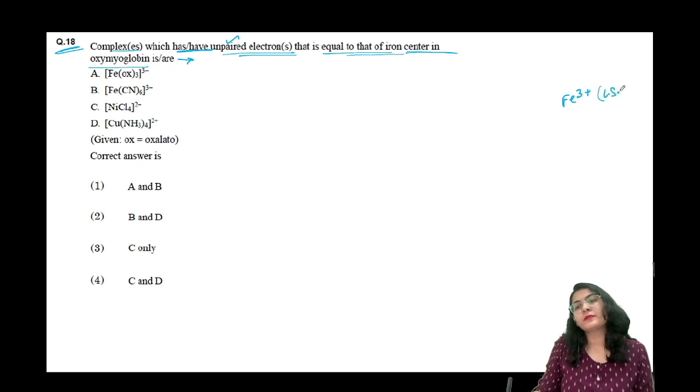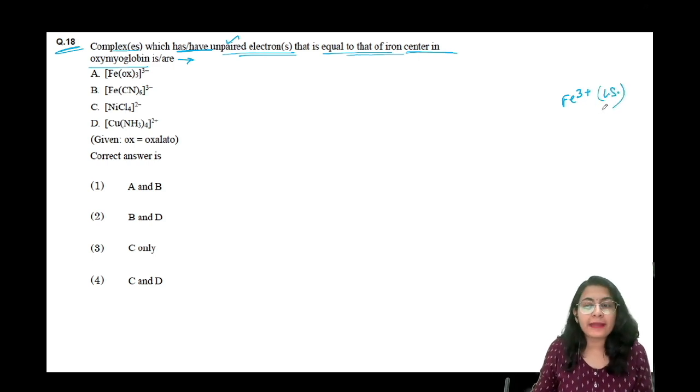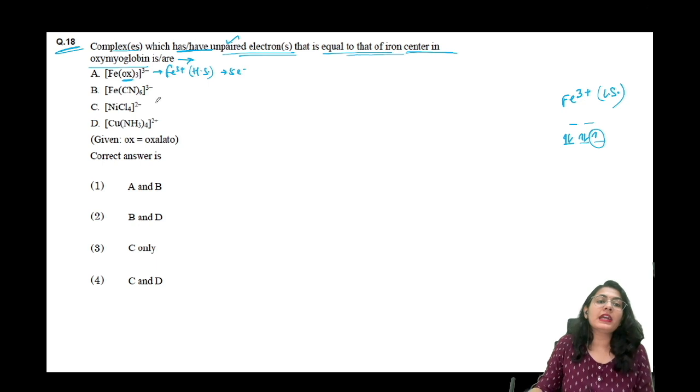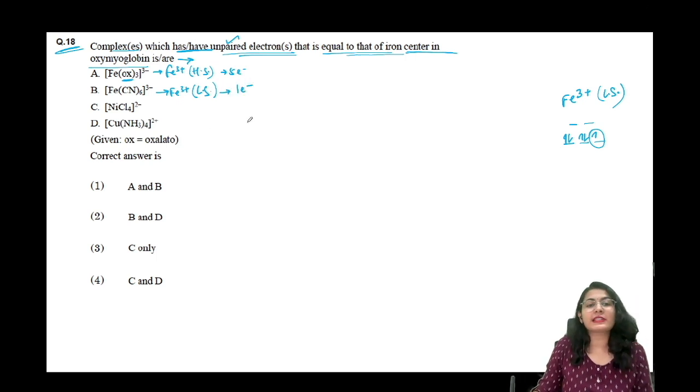We consider that oxyhemoglobin has iron 3 plus in the low spin. That means it is going to have 5 electrons like this. One unpaired electron. So considering all of these complexes, oxalato is a weak field ligand. It is not going to make this a low spin complex. So this is definitely iron 3 plus, but it is going to be high spin, all 5 unpaired electrons. Next, this is iron 3 plus. This is going to be low spin because of the cyanide. And here it is going to show you one electron just like this one. So B is correct.